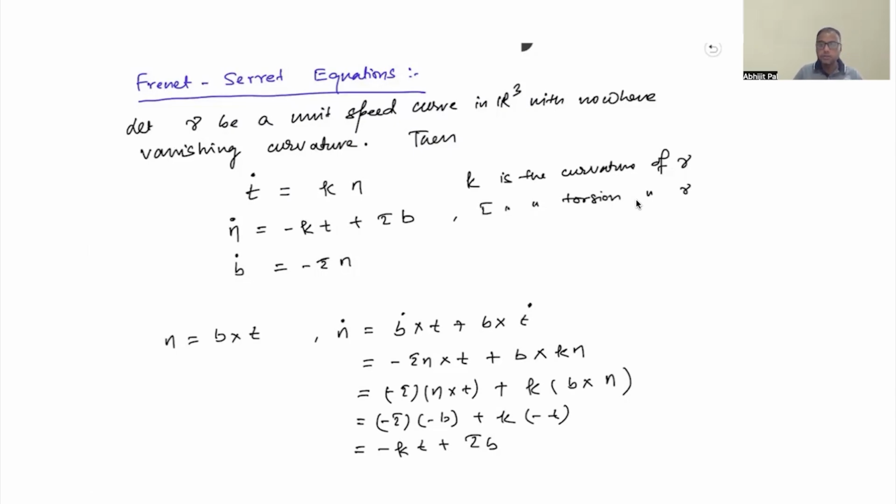Okay, so we'll stop here. In the next class, we'll see that if you have a curve in R3, the torsion and the curvature determine the curve uniquely up to isometries of R3.